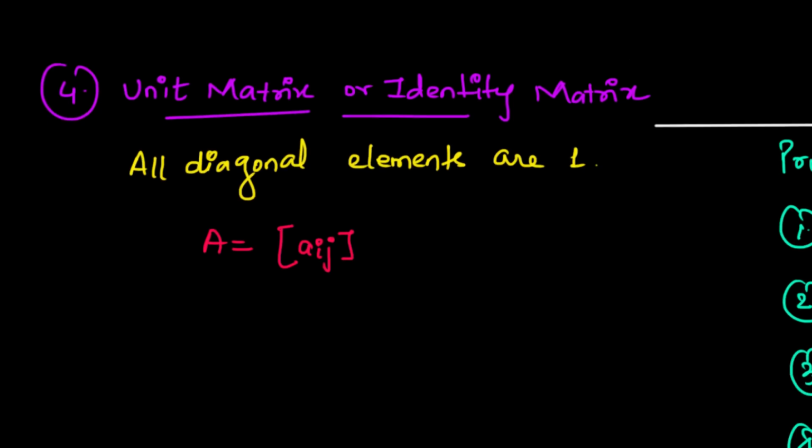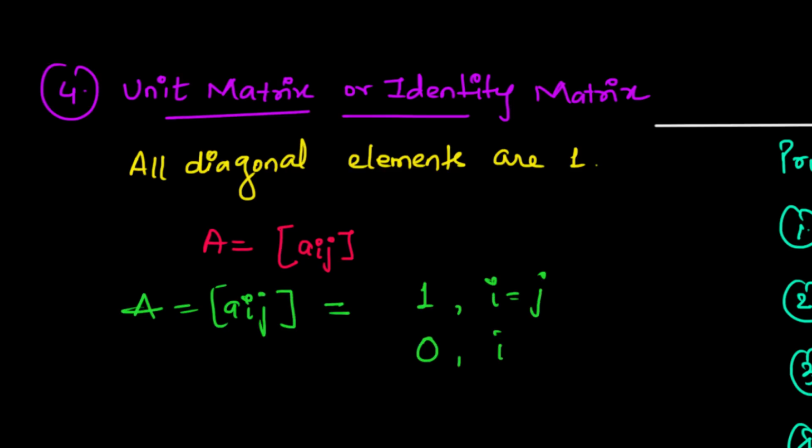Next we have the unity or identity matrix. In an identity matrix, all the diagonal elements are equal to 1. Just make a note that there is a small difference between unit matrix and scalar matrix. In a scalar matrix, all the elements are equal. However, it is not compulsory that they have to be 1, 2 or 3. It can be anything. But in a unit matrix, all the diagonal elements have to be 1. So to generalize it, I'll write A equals Aij, which is equal to 1 when i equals j, and it is equal to 0 when i is not equal to j.